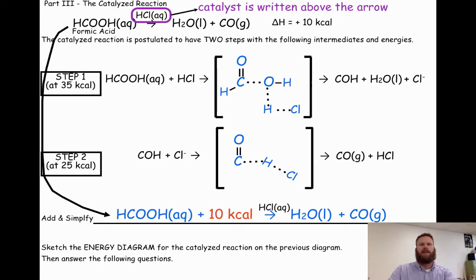Step 1 of the mechanism requires 35 kcals of energy. Look at the reactants and products for this step of the mechanism. What has to happen to the bonds represented by the dotted lines? Well, this CO bond must break. This will result in the formation of COH, one of the products.